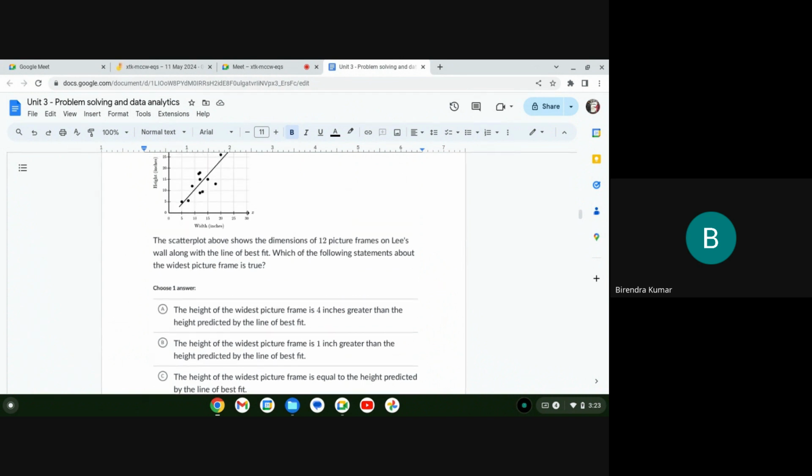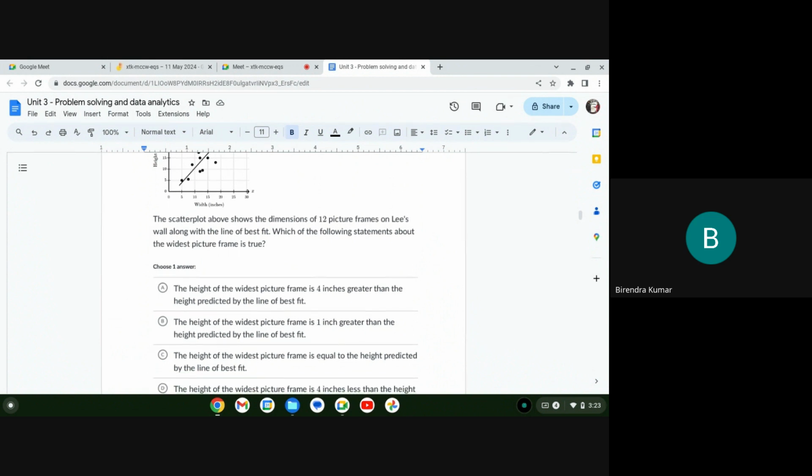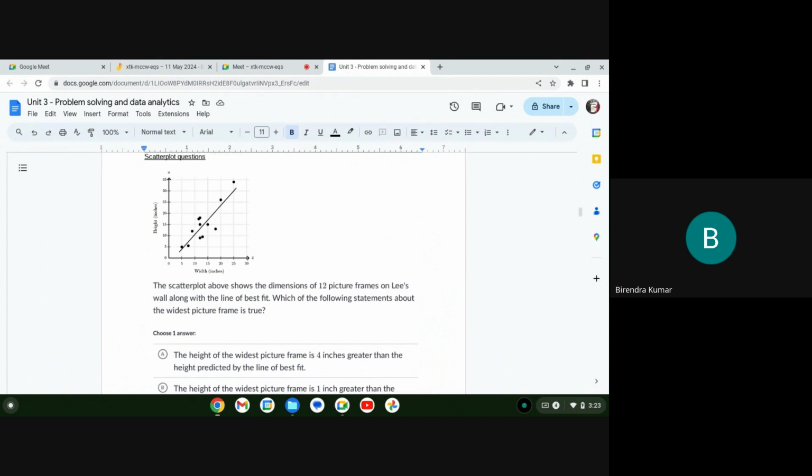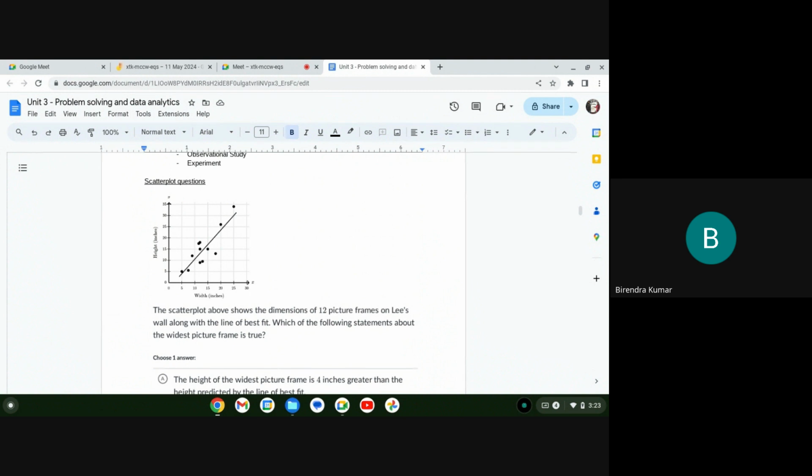A says the height of the widest picture frame is 4 inches greater than the height predicted by the line of best fit. B says the height of the widest picture frame is 1 inch greater than the height predicted by the line of best fit. Between A and B, if we go with A, it is 4 inches more. If we go with B, it is 1 inch more.